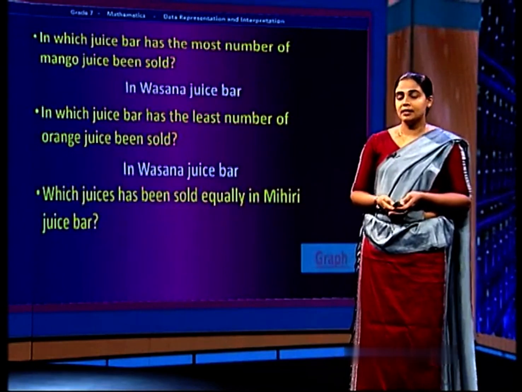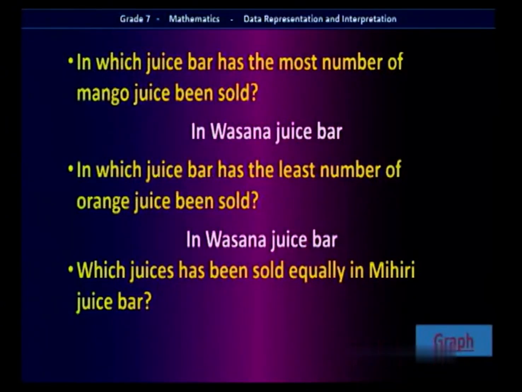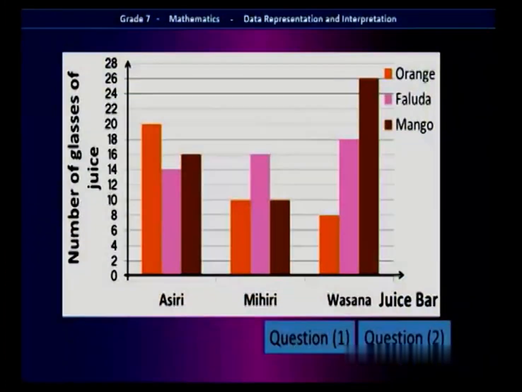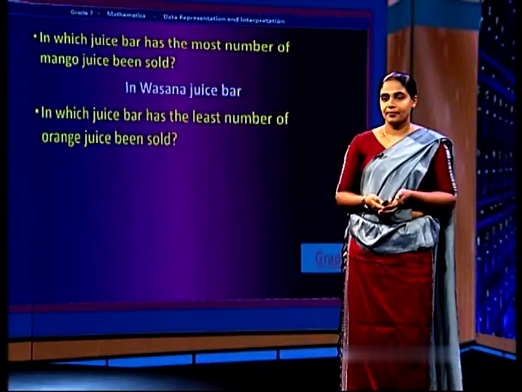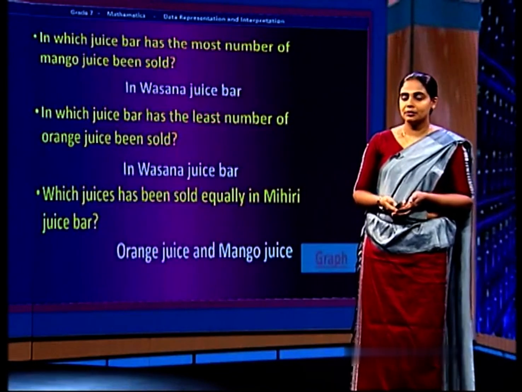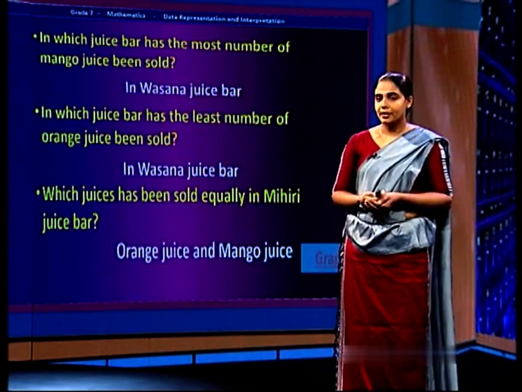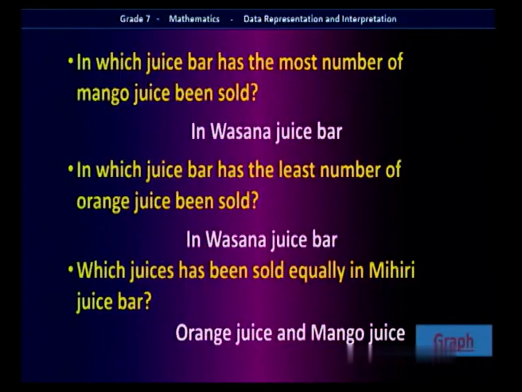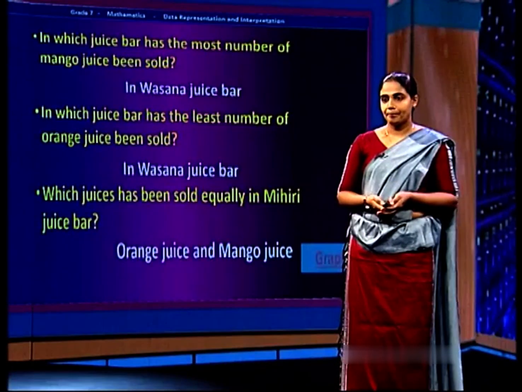Now another question. Which juices have been sold equally in Mihiri juice bar? Equally, but in Mihiri juice bar. Let's go to the graph. In Mihiri juice bar, what is it? You can see they have the same height. Then it is for orange and mango. Orange and mango. Let's write the answer now. Then the answer is orange juice and mango juice. Then I think all of you can understand it. Now ready to go to the next question.